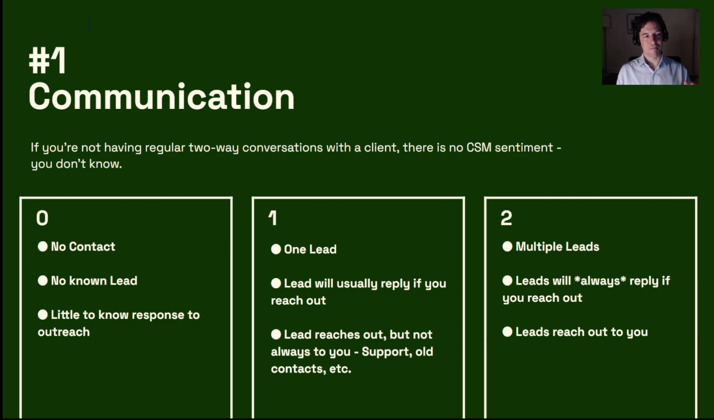And of course, these are, not to dial back all the advantages of this, a little bit fluid, right? I hope that these broad number categories help you understand what each one is supposed to mean. And so in communication, your 2 is if you have multiple leads. Leads will always reply if you reach out, and the leads reach out directly to you. That's your goal. That is a healthy level of communication. That by itself is a 2 on the 10 scale of customer success sentiment.